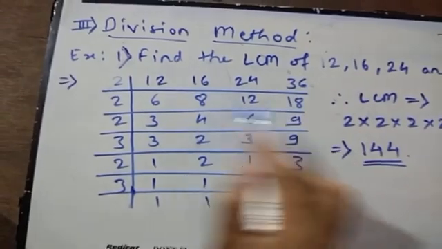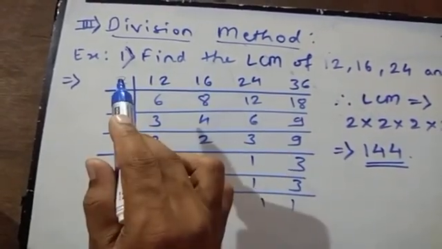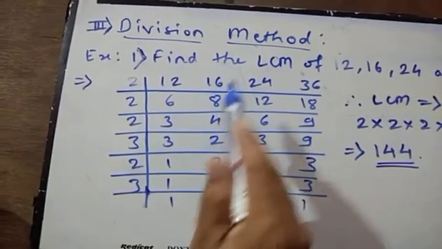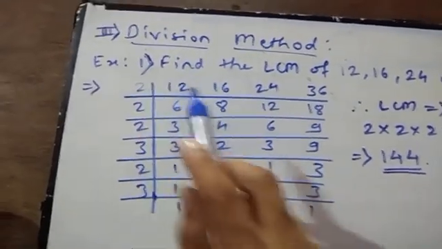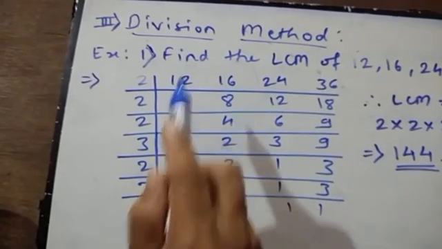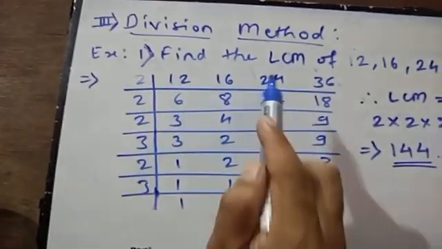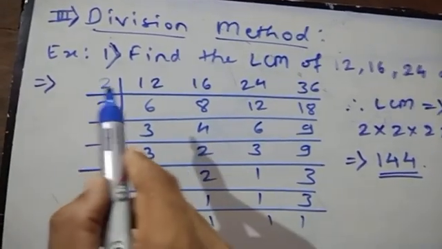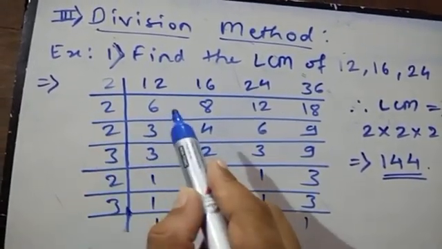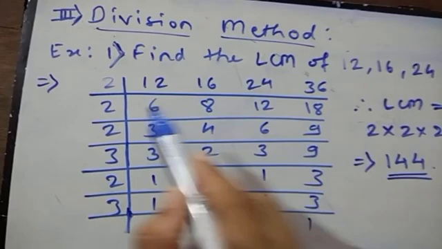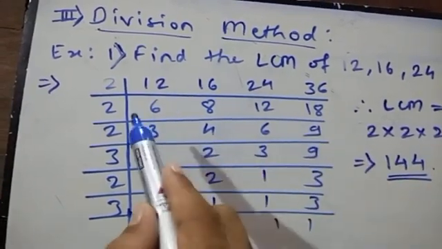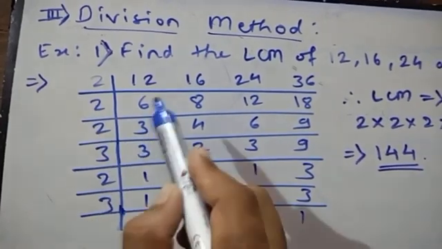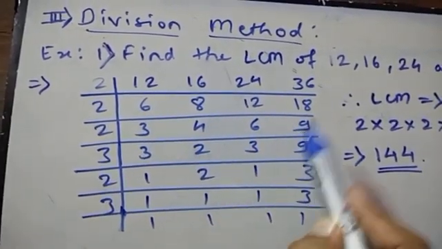If we cannot divide all the numbers by one common factor, then whichever numbers are possible to divide by that common prime factor, we can divide. Even if only one number can be divided by a common factor, we can divide. See here, 2 6s are 12, 2 8s are 16, 2 12s are 24 and 2 18s are 36. Then the quotients we got, we have to write downside. Now these quotients we have to divide again by a prime factor. 2 3s are 6, 2 4s are 8, 2 6s are 12, 2 9s are 18.